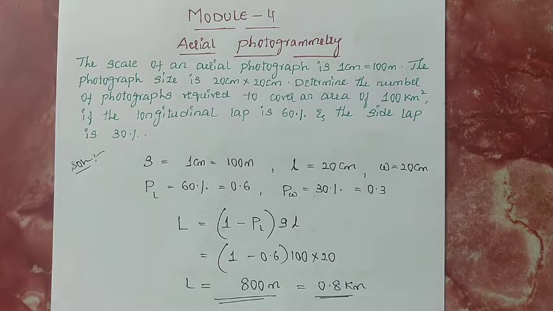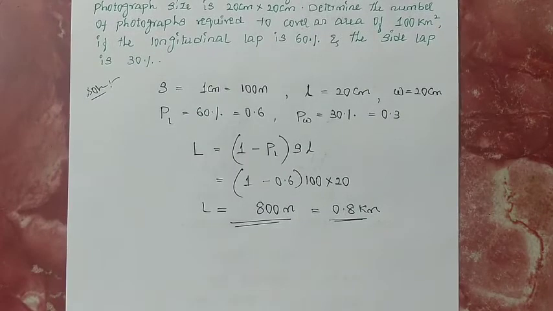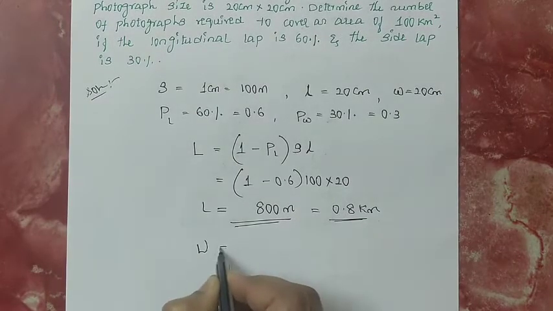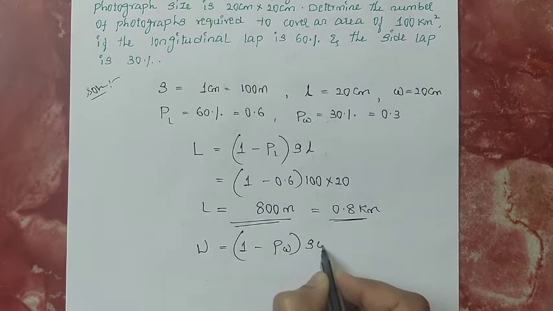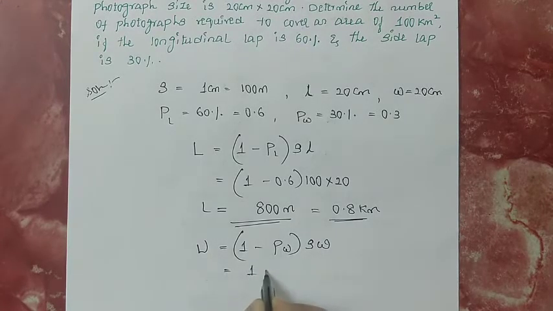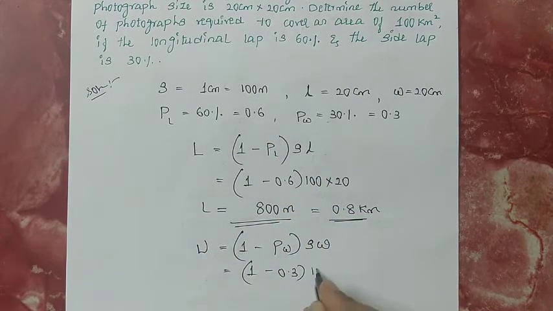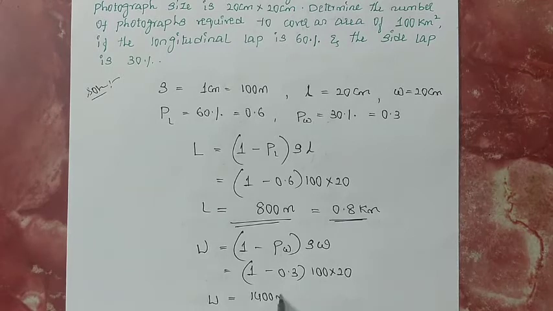It is 0.8 kilometer. Similarly, you need to calculate the actual ground width covered by each photograph, denoted by W. That will be equal to (1 minus PW) into S into small w. Substitute the values: 1 minus PW, it is 0.3, that is the side lap, into scale 100, width 20. Upon simplification you will get 1400 meter, then in terms of kilometer it is 1.4 kilometer.